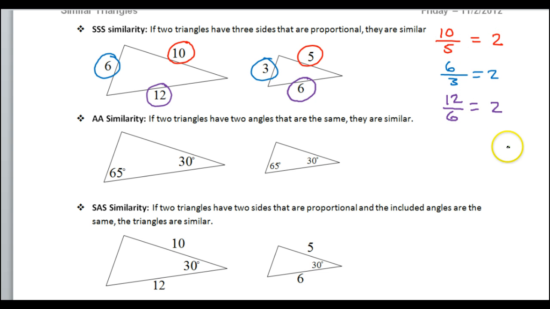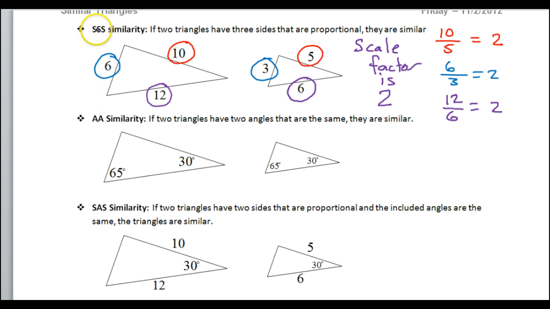By the way, these three ratios that all turn out to be the same, this is called the scale factor. So we would say the scale factor is 2. All right, and in this context, that means that the big triangle is twice as big as the small triangle.